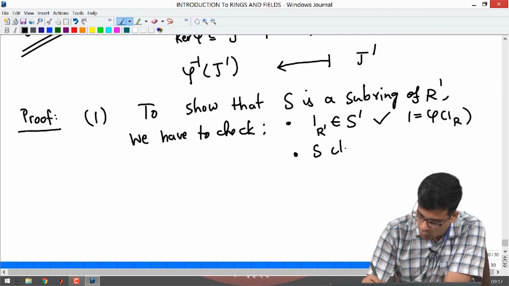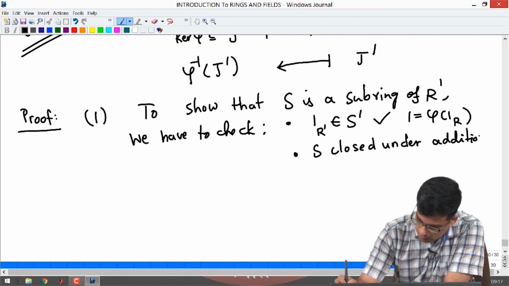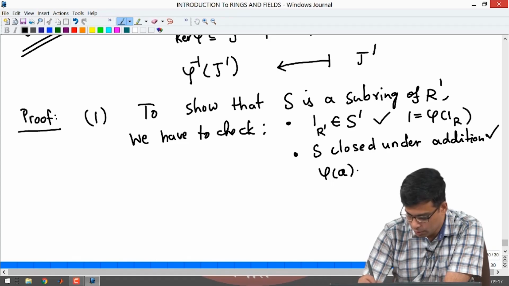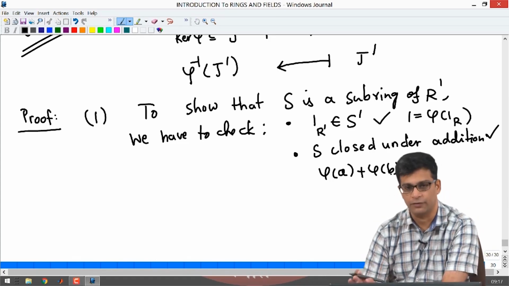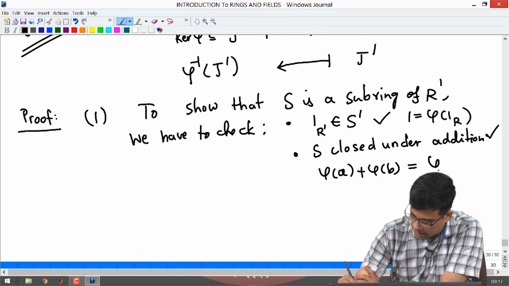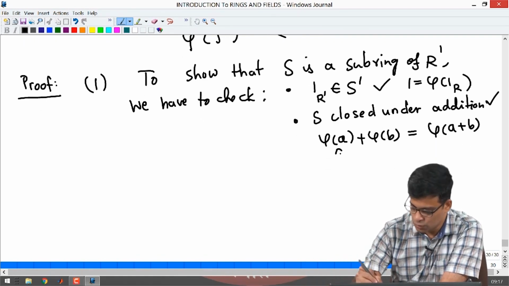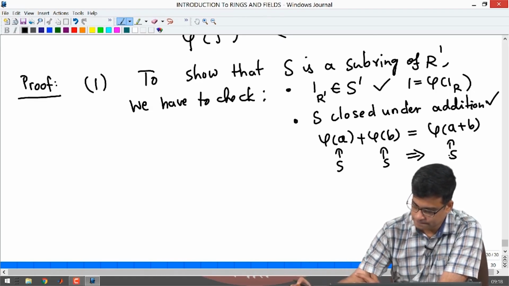So, is S closed under addition? This is also okay, right. If you take phi of A plus phi of B, 2 elements of S are of the form phi of A and phi of B, their sum is simply phi of A plus B, right. So, that is also in S. So, if this is in S, this is in S, this implies this is in S.